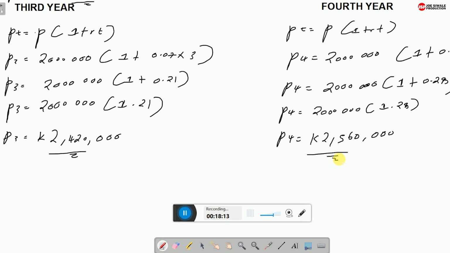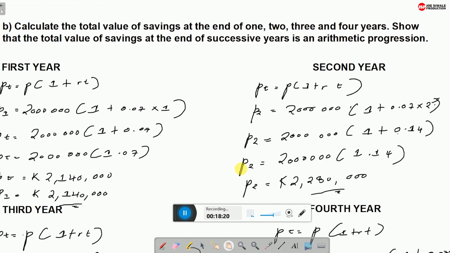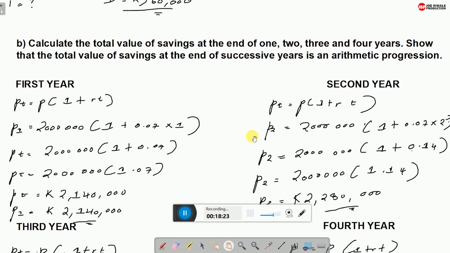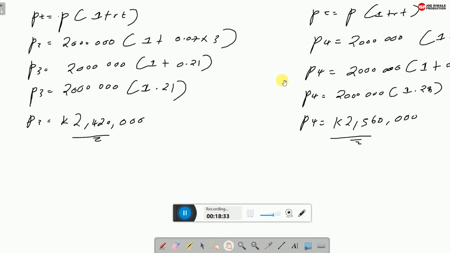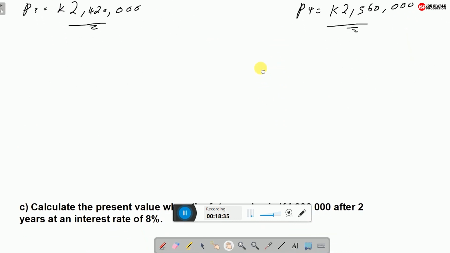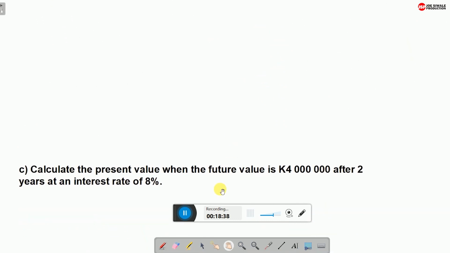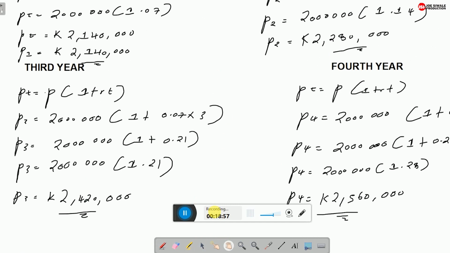So we have calculated the total value of the investment in our first year, second year, third year, and our 4th year. Let us look at the other part of the question. It reads, show that the total value of savings at the end of successive years is an arithmetic progression. For us to know that the sequence is an arithmetic progression, you need to find the common difference. And let us write down the sequence for these figures.